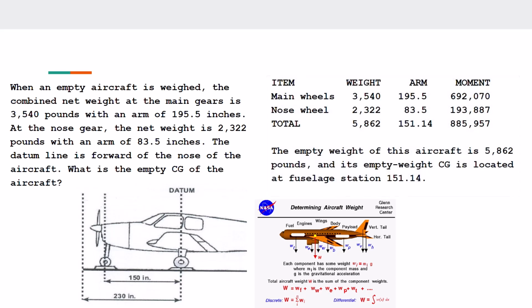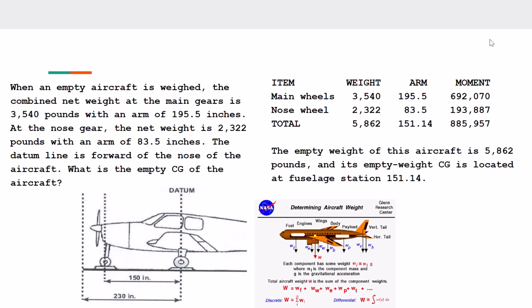Okay, so this question seems harder than it should be. They included that the datum line is forward of the nose of the aircraft. That is absolutely irrelevant. That doesn't matter. As long as we have the arms of the main wheels and the nose wheel, we do not need to know where the datum is. The datum could be anywhere, but as long as we have the correct station lines for the main wheels and the nose wheel, we do not need to know where the datum is. So we can do our calculation.